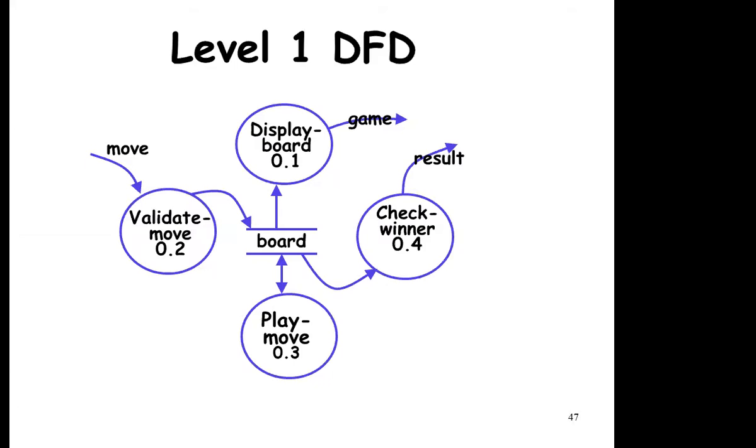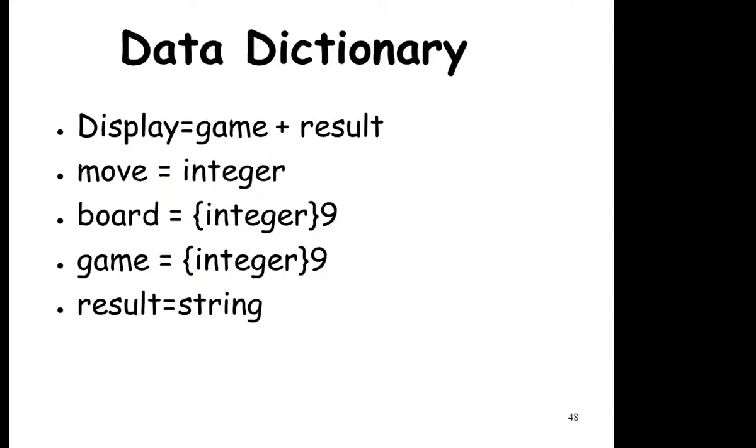It is attached with all the functions. Obviously, the first function will be displaying. Then to validate the move, it will look at the display board and get the data from it, so it is also attached. We have to check the winner, and we have to play the move. So this is level 1. If you want more levels, you can make a higher-level DFD. Next, the data dictionary of this is: display, move, board, game, result. So this is the data dictionary of your tic-tac-toe software.